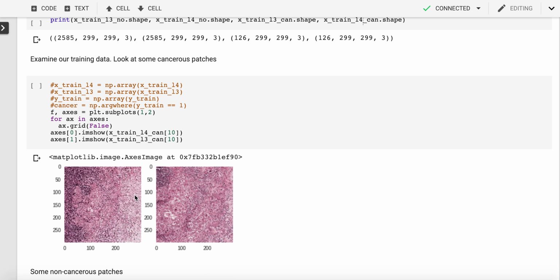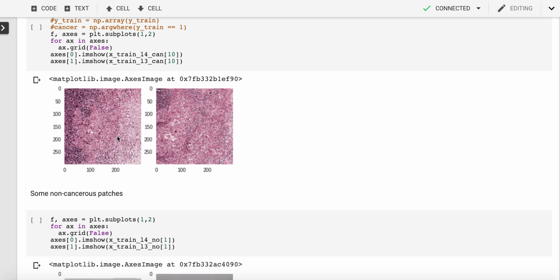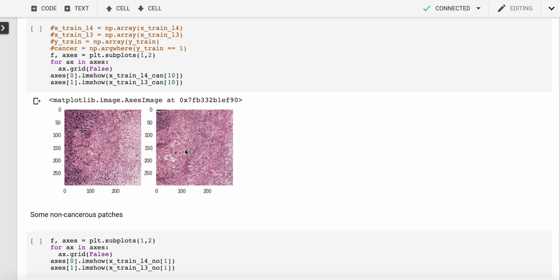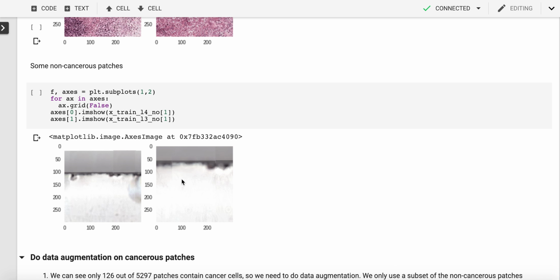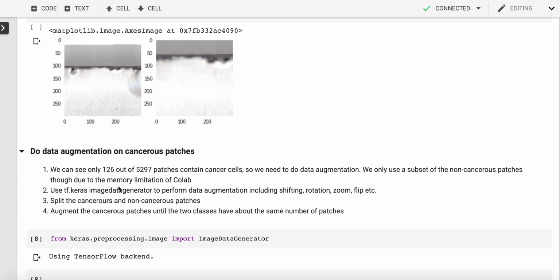And let's take a look. So these pictures appear in pairs. The one on the left is in level 4, and the one on the right is in level 3. So this patch actually contains tumor, and this doesn't. So the next thing to do is data augmentation.